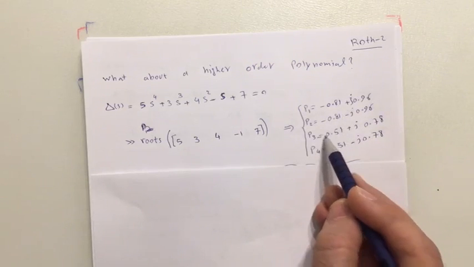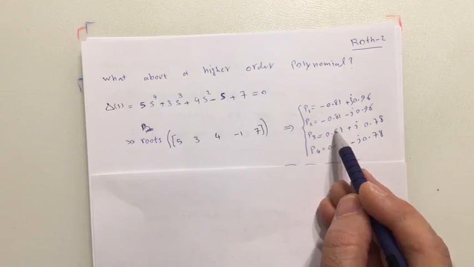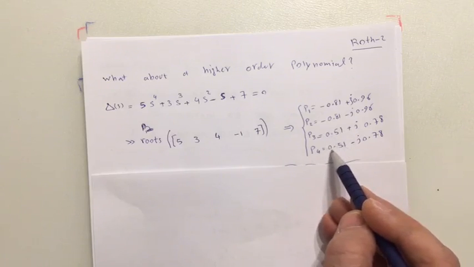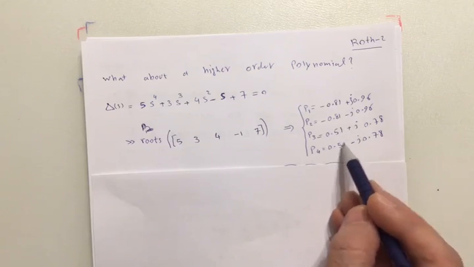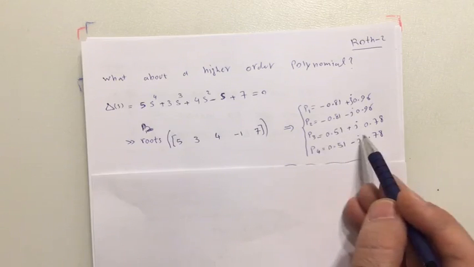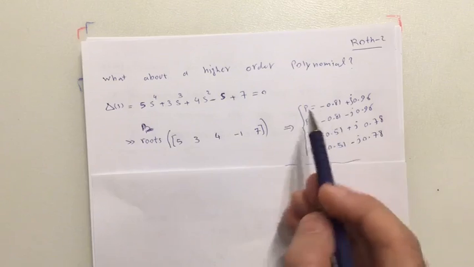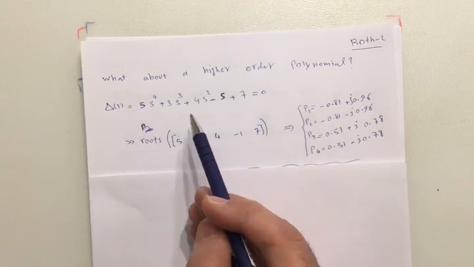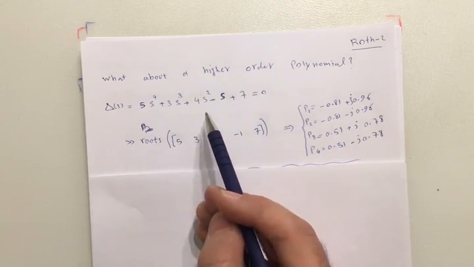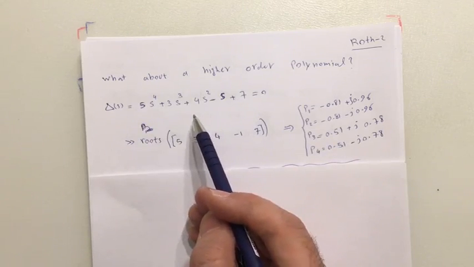The other 2 poles have positive real value: plus 0.51 and the other one is also plus 0.51. So these 2 poles are in the right half plane. So if this polynomial is the denominator of a transfer function, that transfer function is not stable.